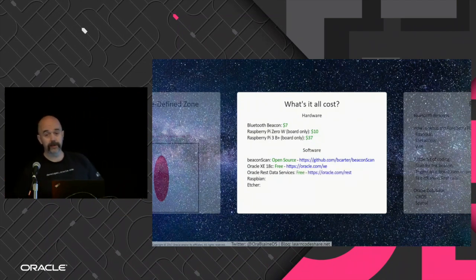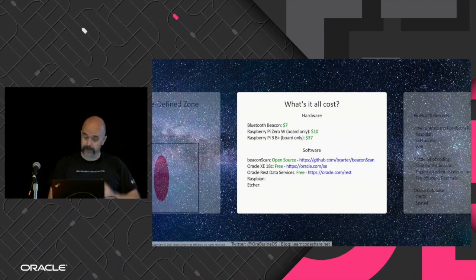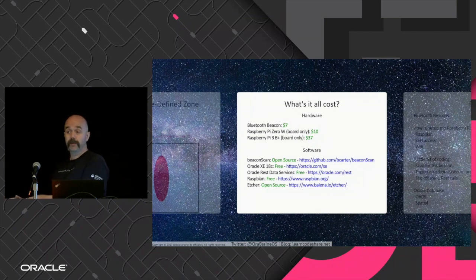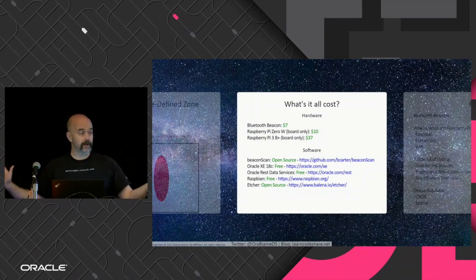ORDS is free and included. You can find ORDS at oracle.com/rest. Raspbian is free and open source. Etcher is also free and open source. So the hardware is the only thing that actually costs money in this project, and you don't actually have to use the Raspberry Pis if you don't want. There are Bluetooth modules in your laptop. You can use the Bluetooth in your laptop to do this exact same thing.